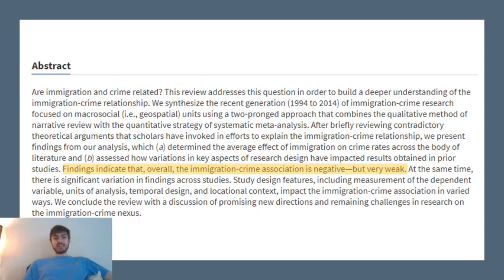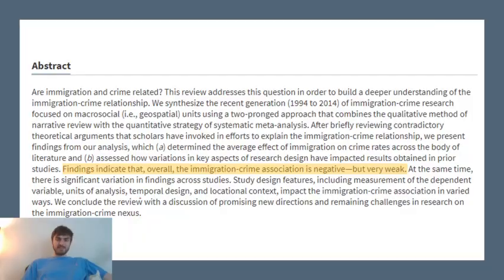That doesn't seem to be the case in reality. Places with more immigrants don't seem to have more crime. This is an empirical paper showing that the immigration-crime association is actually negative. So places with more immigrants actually have less crime. But it's very weak, which means it's probably 0. Let's listen to Milton Friedman talk about the issue.